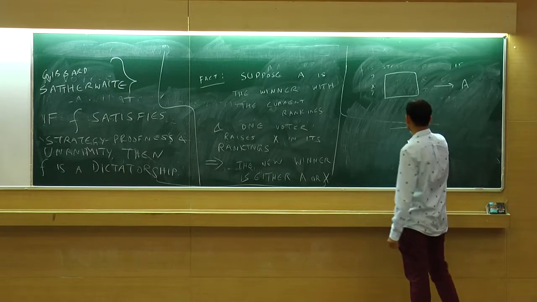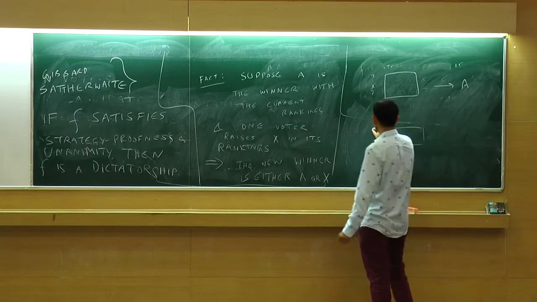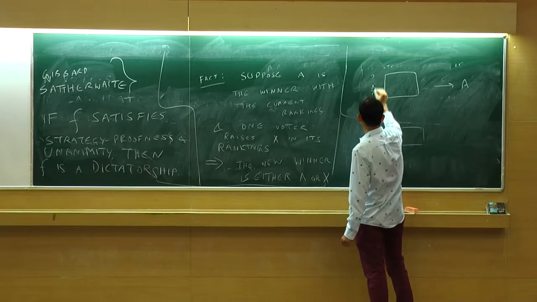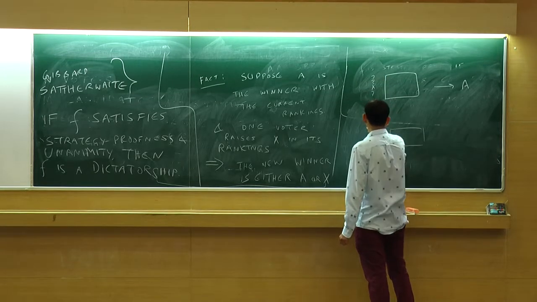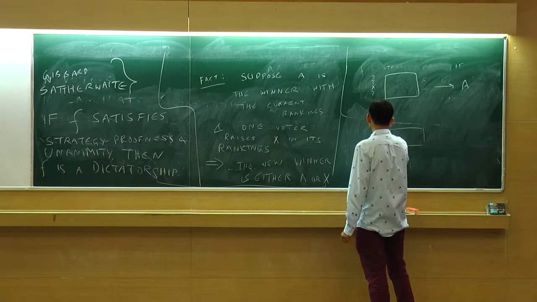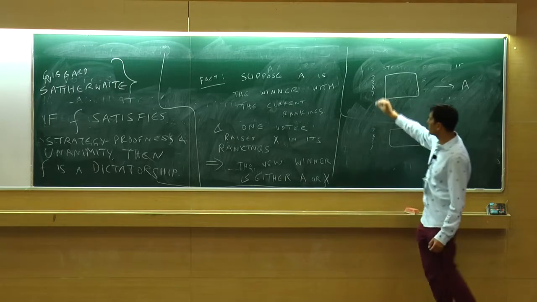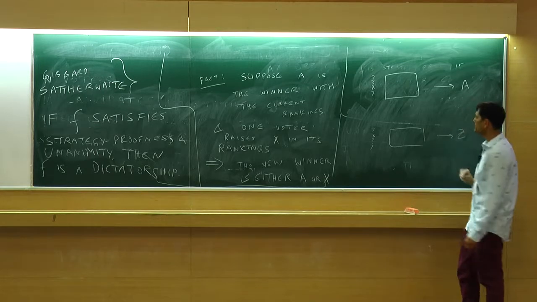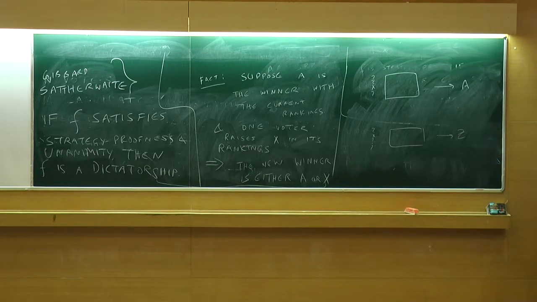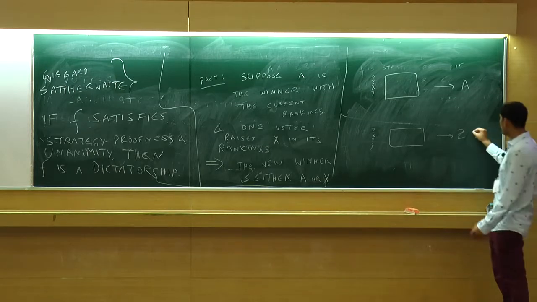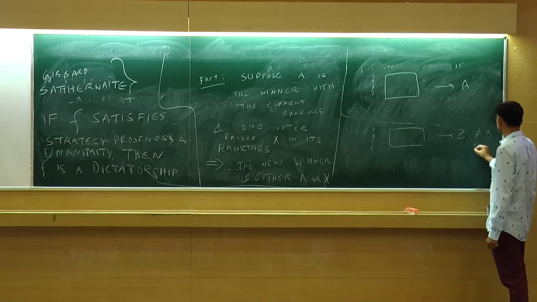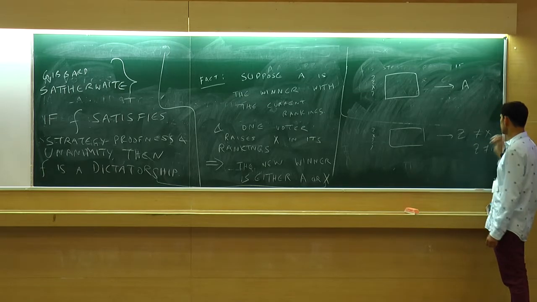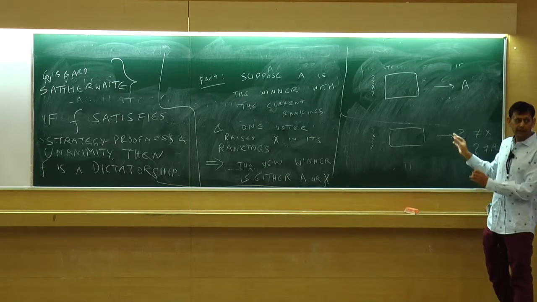And let's say with this situation, the only thing you change is the position of X. Let's say you raise X, so X from number 3 goes to number 2. And let's say now Z wins. Now let's focus on voter number 1. And let's say Z is not equal to X and Z is not equal to A. So somebody other than X and A wins.